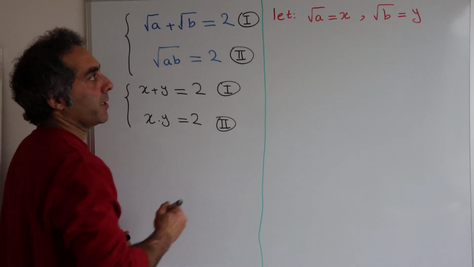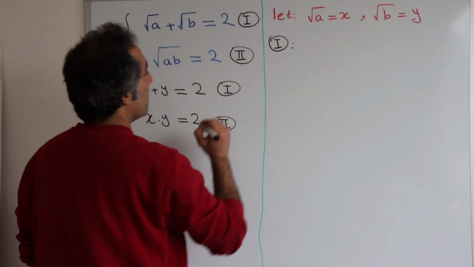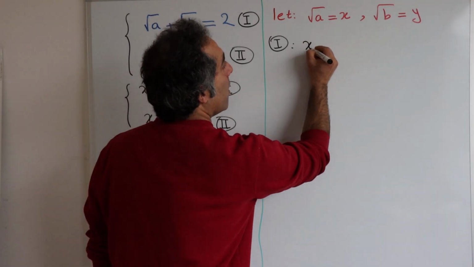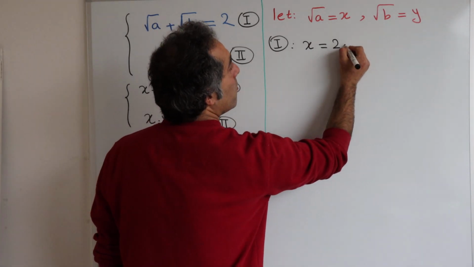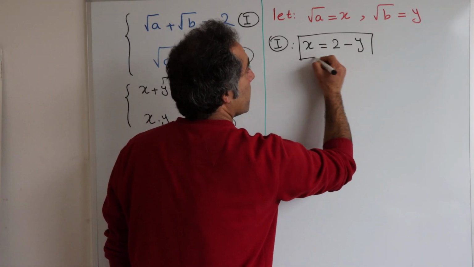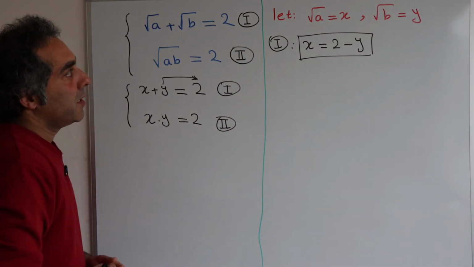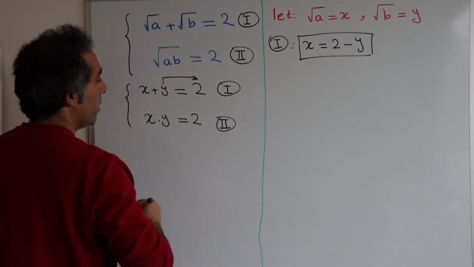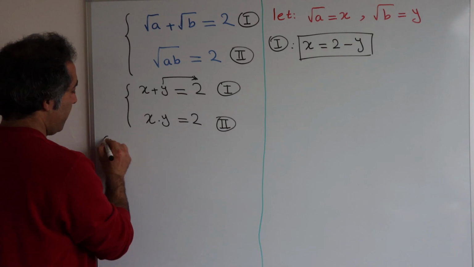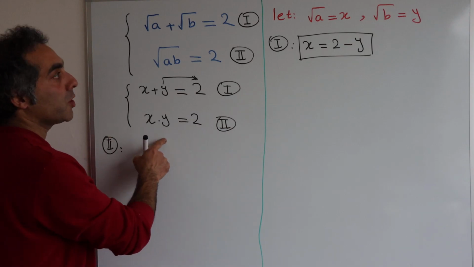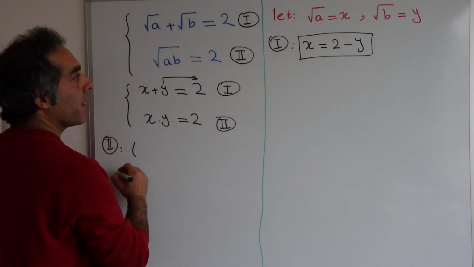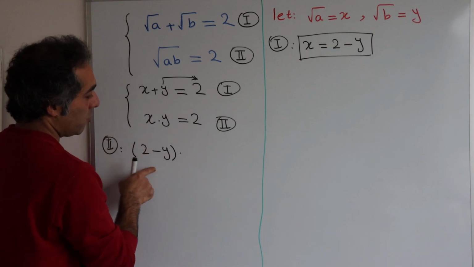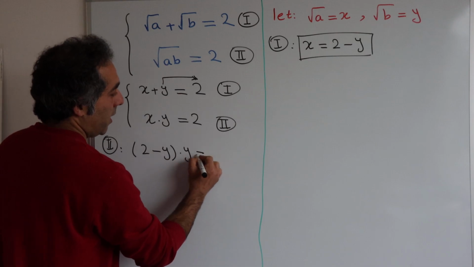Now the first equation is that and the second one is here. From the first equation, you can take this y to the other side. So x now is, by flipping the sign, 2 minus y. So this is another assumption. So we can replace x from here into the second equation. From the second equation, by replacing x, you have 2 minus y, times y, equals 2.